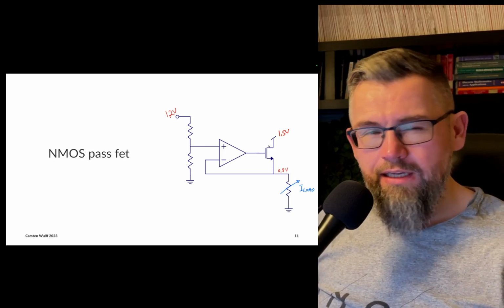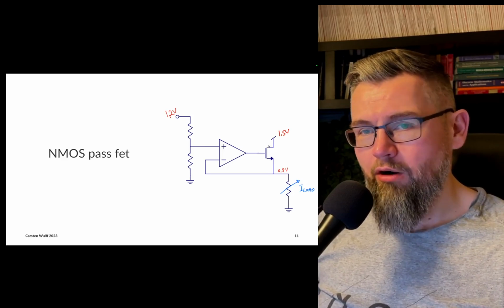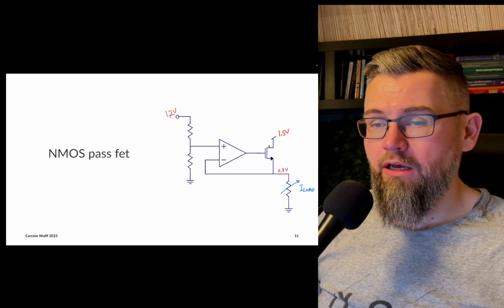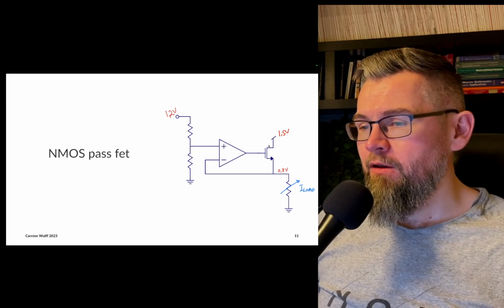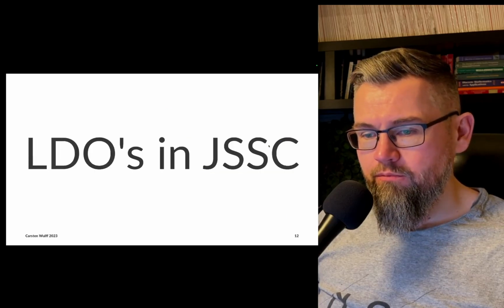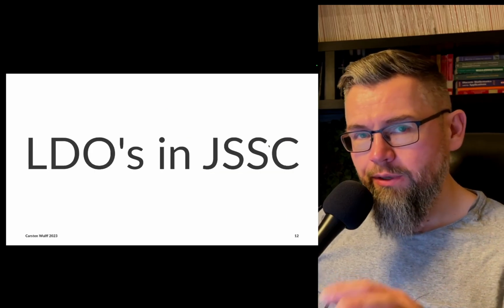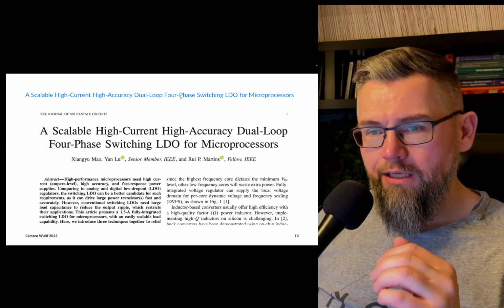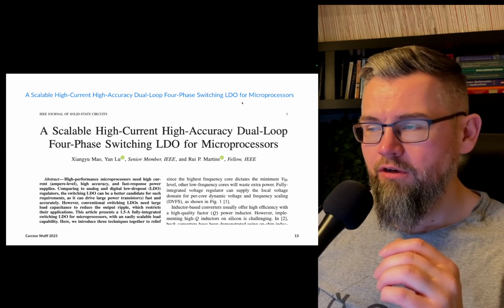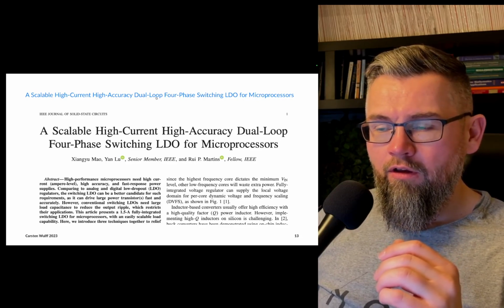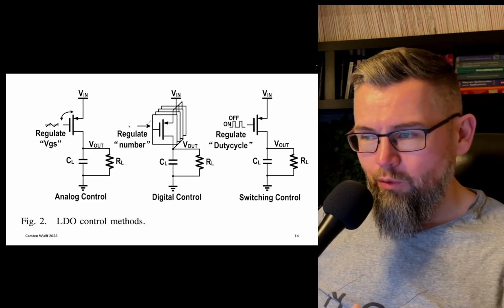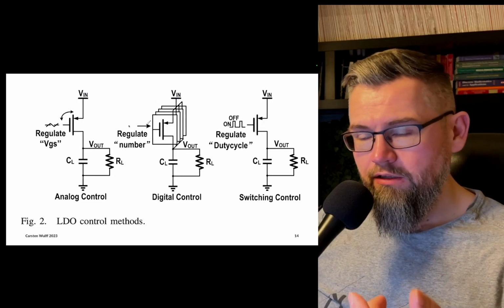So linear regulators are not good for power efficiency. They are good for noise, low noise, and isolating powers, but not great for power efficiency. I just want to quickly show you that you can navigate to IEEE Xplore, find papers on LDOs, and you can see different ways of designing LDOs.